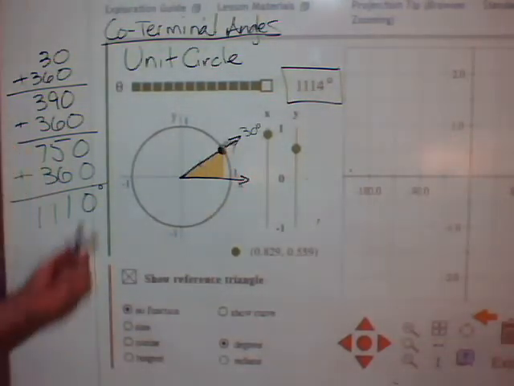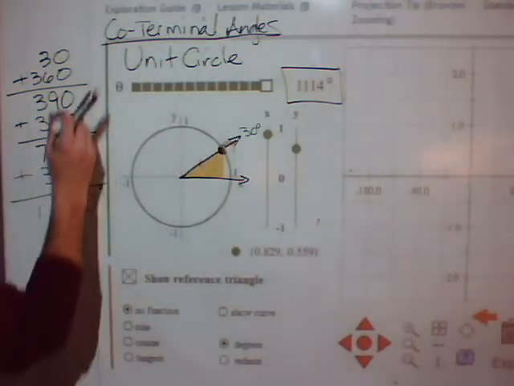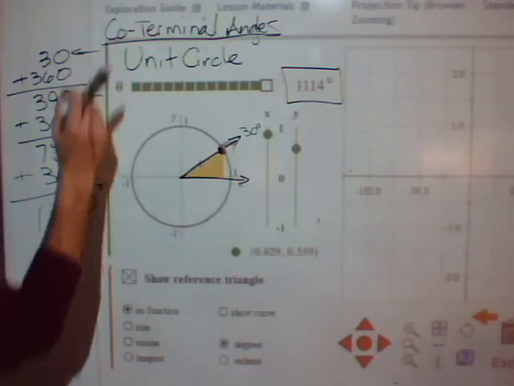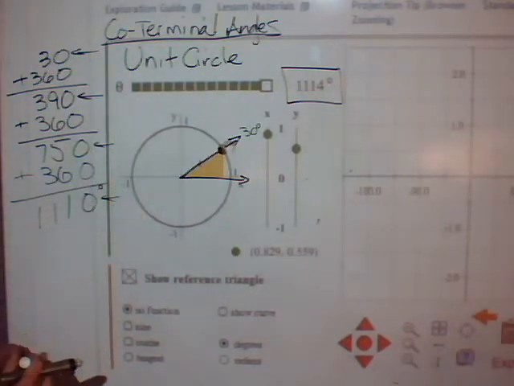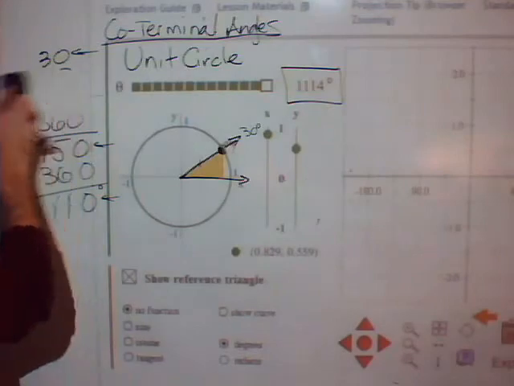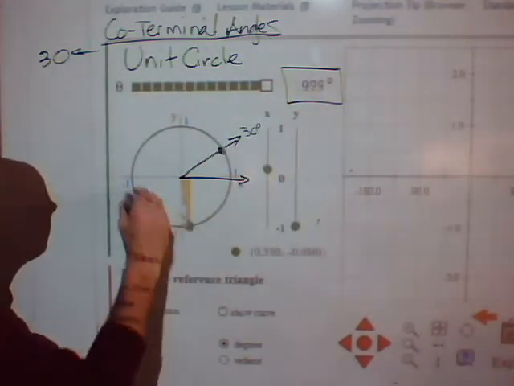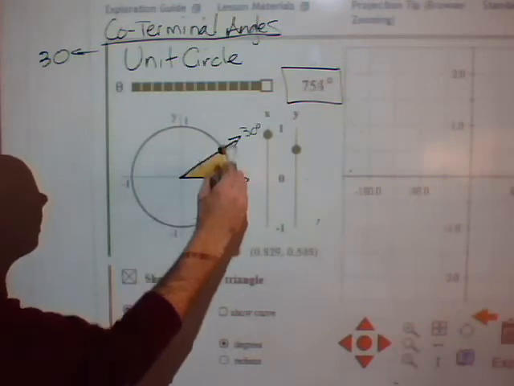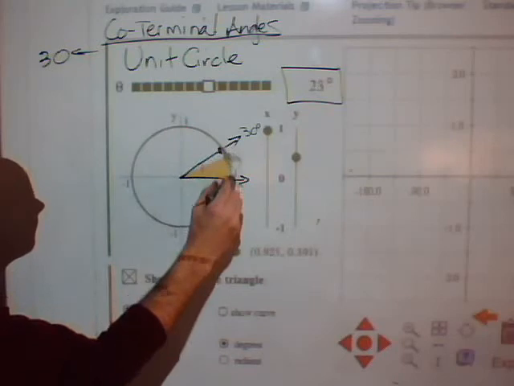Every time around the unit circle, you get another coterminal angle. This angle, this angle, this angle, and this angle get you to the exact same spot on the unit circle. And that also works for negative angles. If I had gone the other direction, I can start taking off 360 degrees again and again.